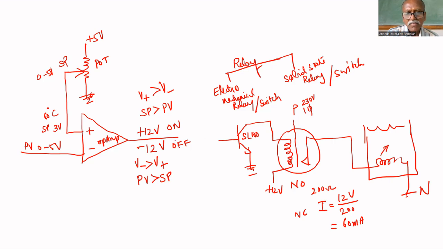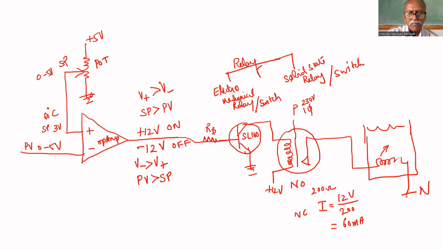If this is the base, and you connect 12 volt, what will happen? Here we have to limit the base current. For that, one resistance RB is connected. Plus 12 volt means the base will be forward biased. That's why it will source a current of 60 milliampere. Minus 12 means the base-emitter is not forward biased. That's why it will be turned off. So this SL100 will act as a switch.